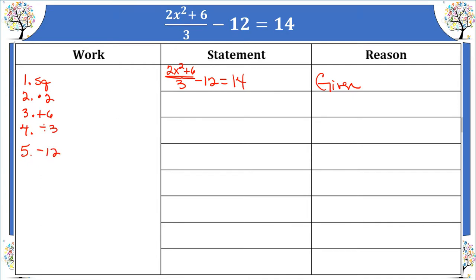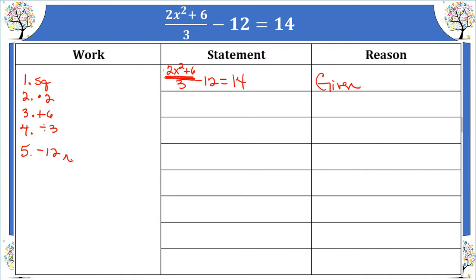Now, let me tell you something. When you have this big long division bar, this acts like these top terms are in parentheses, and if we had more than one term on the bottom, they would be. So this long division bar acts like parentheses. So that's why we would do all this first and then divide.